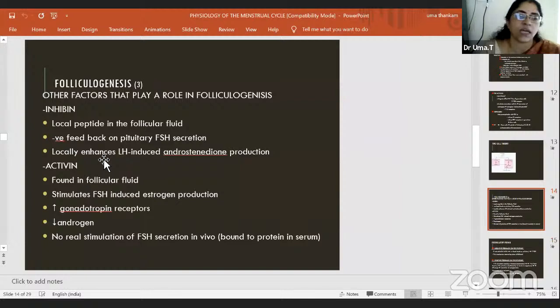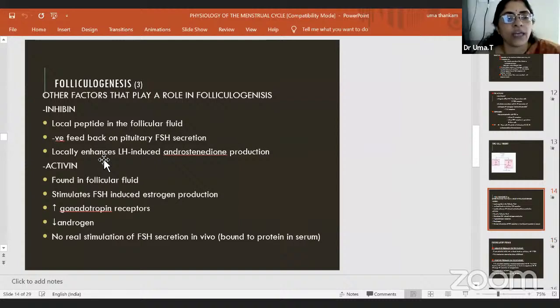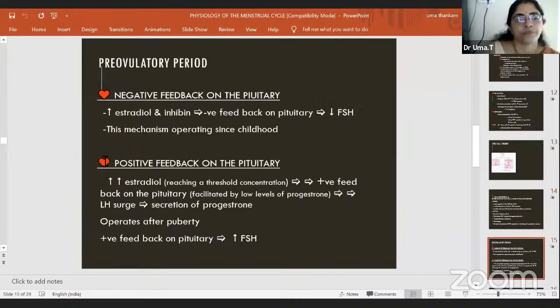So folliculogenesis. Other factors which play a role in folliculogenesis are inhibin. Inhibin is a local peptide in the follicular fluid and it has a negative feedback on the pituitary FSH secretion. Locally, it enhances the LH-induced androstenedione production as well. And there's yet another hormone called activin, found in the follicular fluid, which stimulates FSH-induced estrogen production. There is an increase in the gonadotrophin receptors also. It reduces the androgen content, but there is no real stimulation of FSH secretion in vivo.